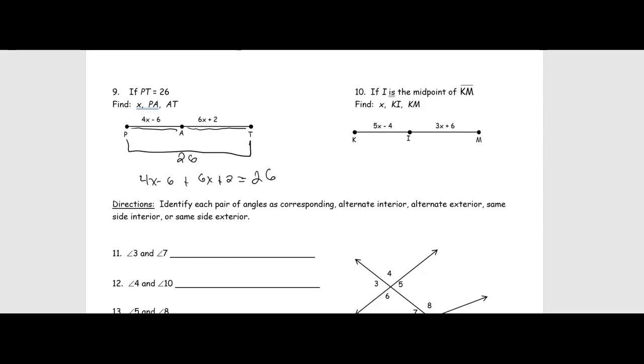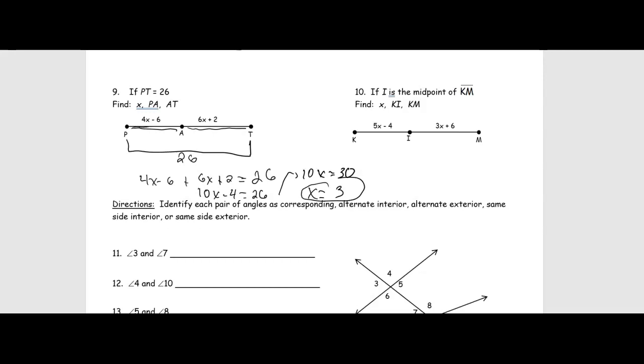So again, you have your x. We can now solve for this. So we would get 10x when we add like terms minus a 4 equals 26. Add the 4 over to the other side to get a 30. We see that our x is 3. So that's one of the things we wanted.